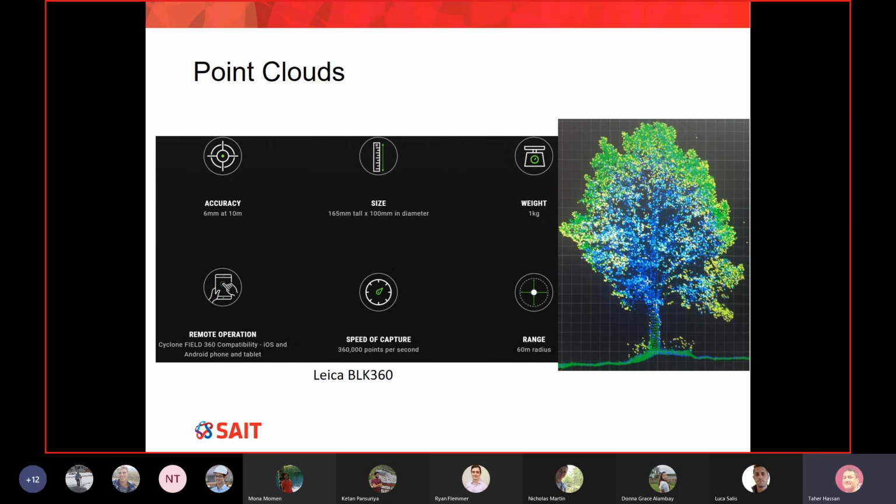And for example, the speed of the capture: it captures 360,000 points per second. Can you imagine if your scan is 3 minutes, for example, for 360 degrees? Can you imagine how many points you end up with? Millions and millions of points, which gives you a very highly accurate representation of the ground. So there are so many points on the object.